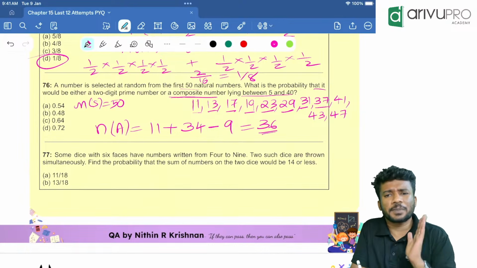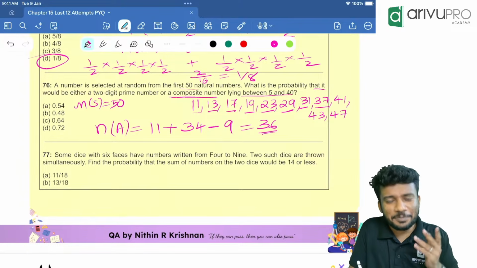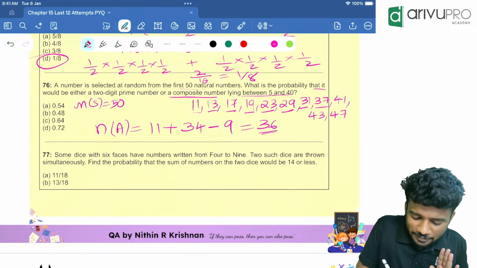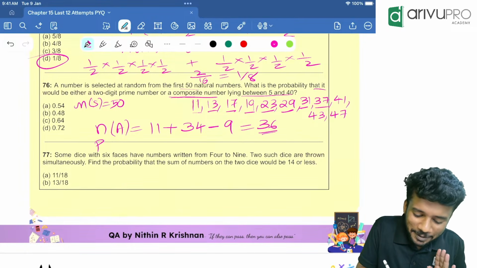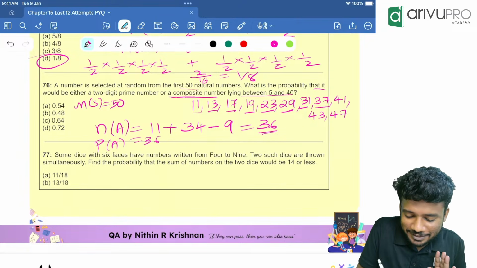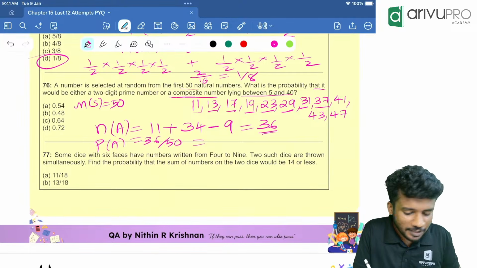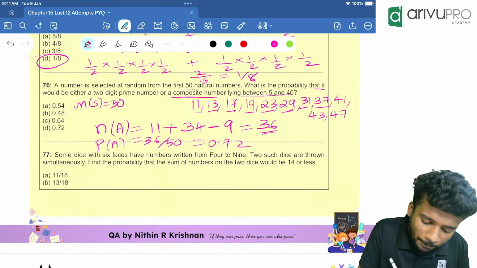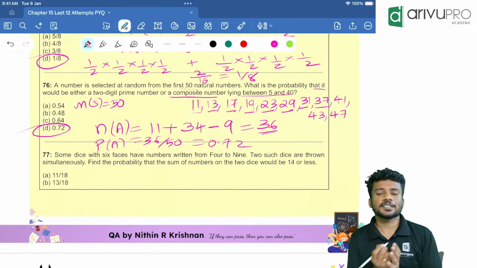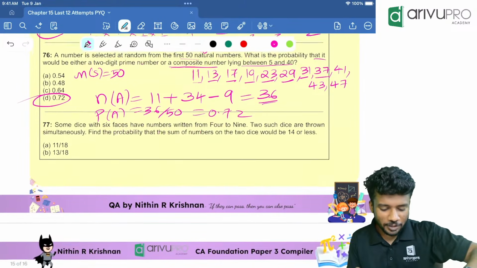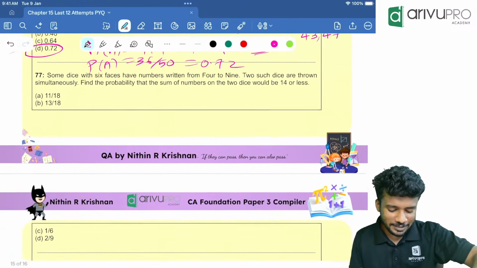Just knowing the prime numbers and composite numbers, that is the basic thing. First standard, right? Then probability of A is how much? 36 divided by 50, which is 0.72. Option D is your answer. Yes, if you know prime numbers and composite numbers, it is very easy.